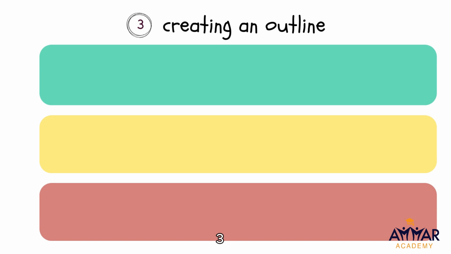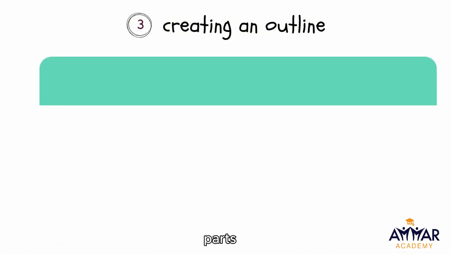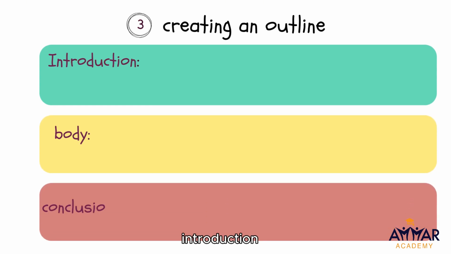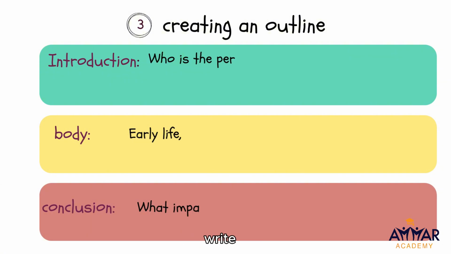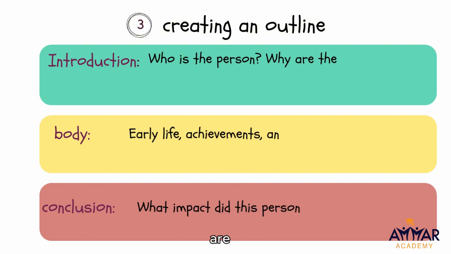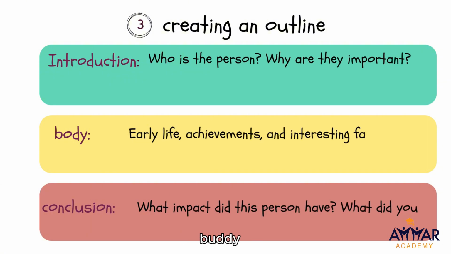Step number 3 is making an outline. An outline helps organize your ideas before you start writing. A good biography essay has 3 parts: introduction, body, and conclusion. In the introduction, you may write who is this person and why are they important. In the body, you can write about the early life, the achievements, and interesting facts. In the conclusion, you may add what impact did this person have and what did you learn from their life.